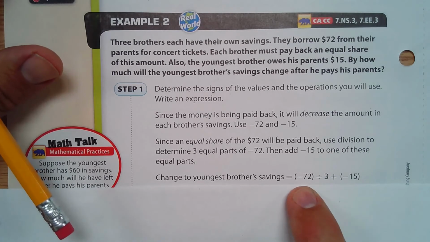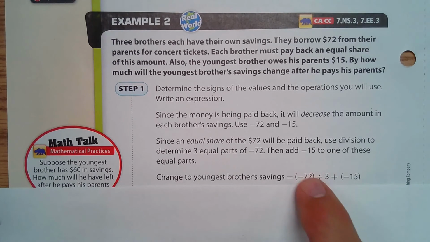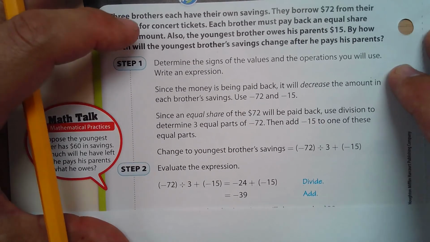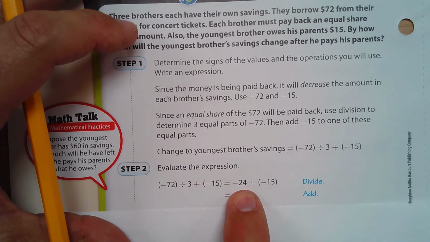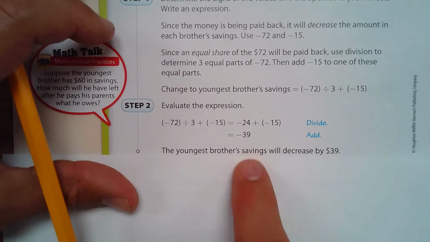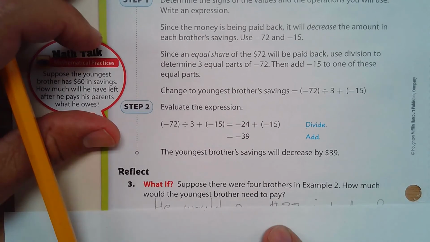So this is finding out how much each of them owes, and that's for just the little brother. Here we have negative 72 divided by 3, that is negative 24. And negative 24 plus negative 15, you have to add them up, is negative 39. So the youngest brother's savings is going to decrease by 39 bucks.